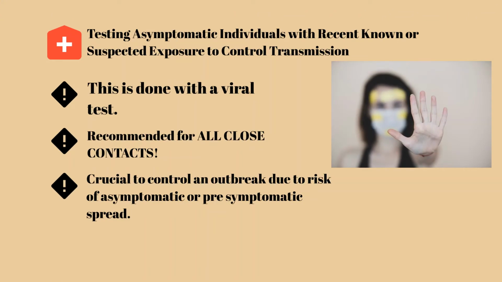Another reason why we test is that someone could be asymptomatic but might have had a recent exposure to the virus, and we want to make sure we're controlling this. This is done with the viral test. By the way, all 5 of these are done with our viral test, not antibody test, viral tests. And it's recommended for all close contacts. And the main reason for this is to control the outbreak of this disease.